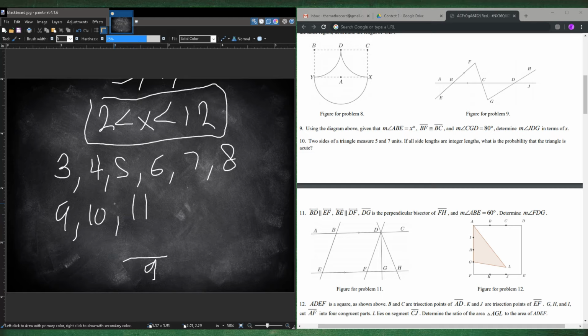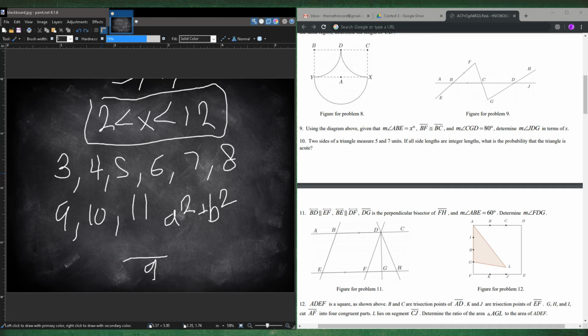So, the property for acute is basically that if we have two side lengths, a and b, and a squared plus b squared is greater than c squared, then it's going to be an acute triangle. So let's say we have 5, 3, and 7.